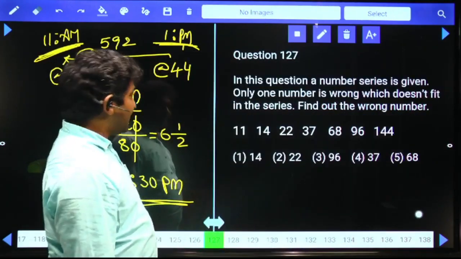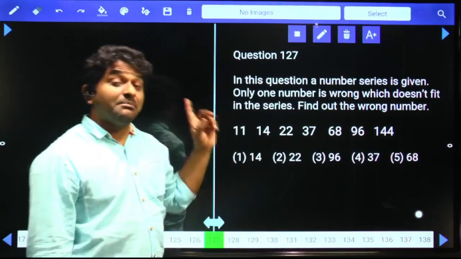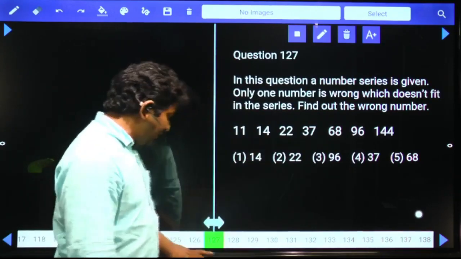Next, 127. So these are all number series questions. Wrong number series must be given last priority.